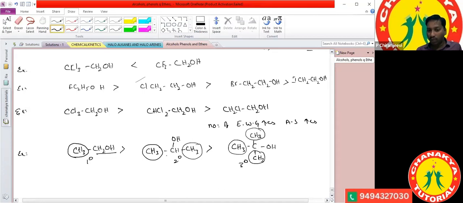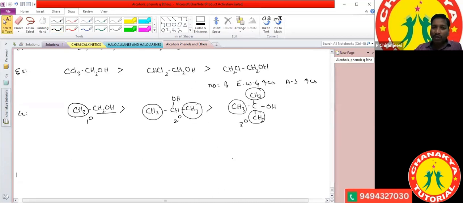So according to that, primary alcohol is more acidic than secondary, and secondary is more acidic than tertiary alcohol. Have you got the clarity, all of you? Is anyone still having doubt? No? Right, now we will see.